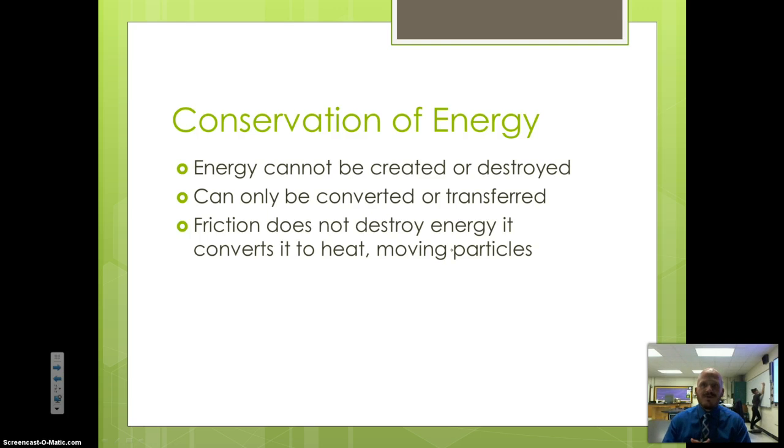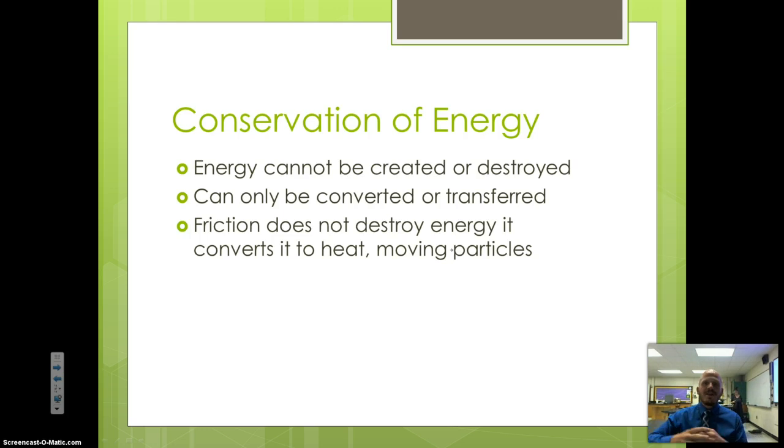Or it can be transferred. For example, if I grab a ball and I throw the ball, I'm transferring the energy from my body into the ball. That's where we do work. So we convert it from one type of energy to another, or we can transfer it by doing work to something.